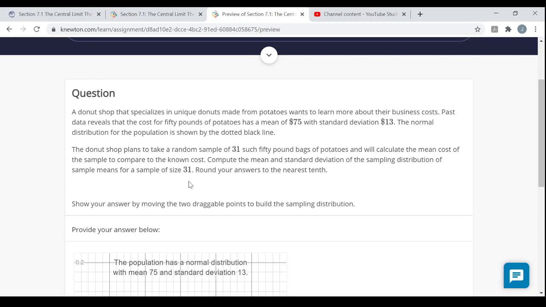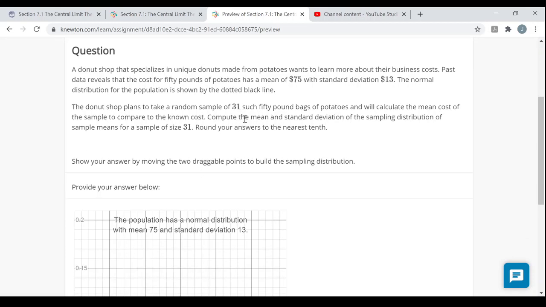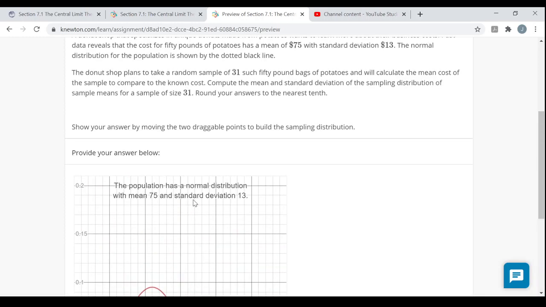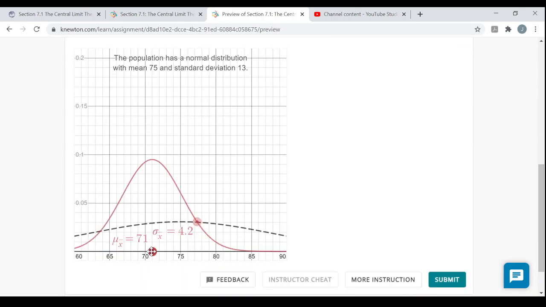Now remember, central limit theorem here, right? We're pulling samples of size 30 or greater, totally fine. Also, they told us the original population was normal. So if the original population is normal, it doesn't matter what size samples you take. The distribution of the means will also be normal. The central limit theorem will hold. So the mean of the new one is going to be 75 as well. The mean value for the averages of 31 bags of potatoes will be $75 as well.